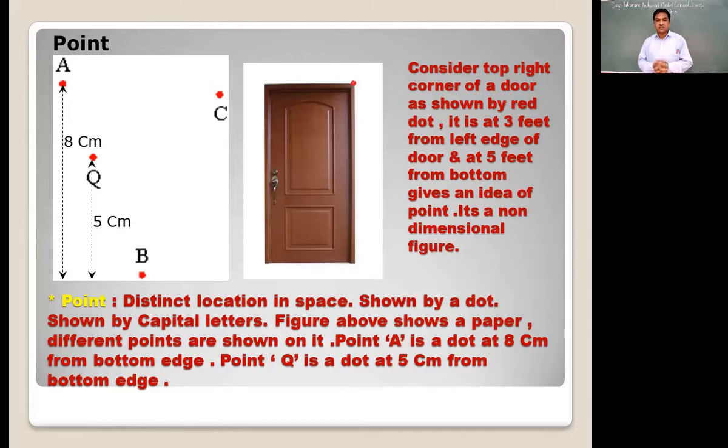Now we have another example, the door. We'll take one corner of the door. This corner of the door is at 3 feet from the left edge of the door and at 5 feet from the bottom of the door. And this is also an example of a point.